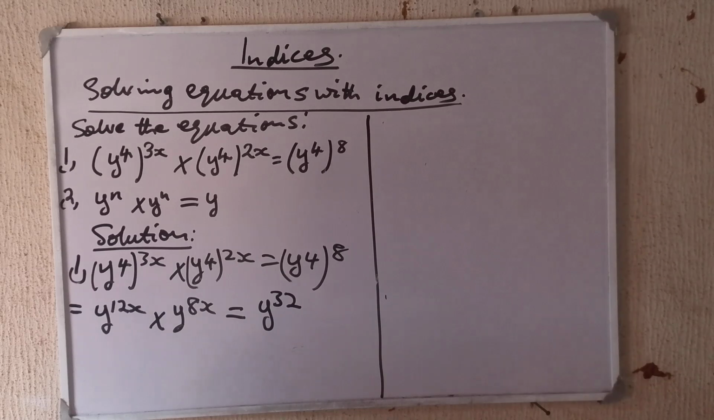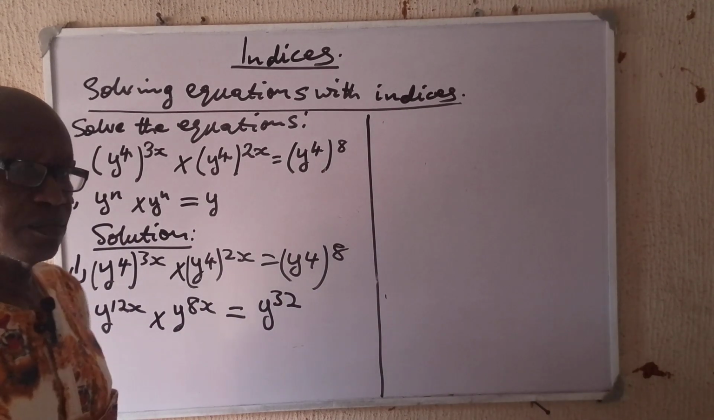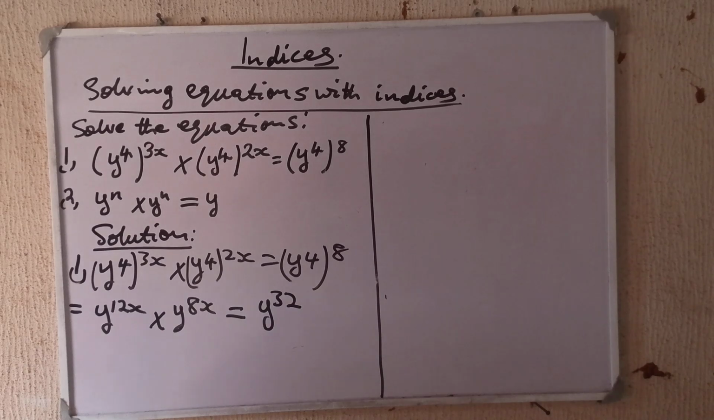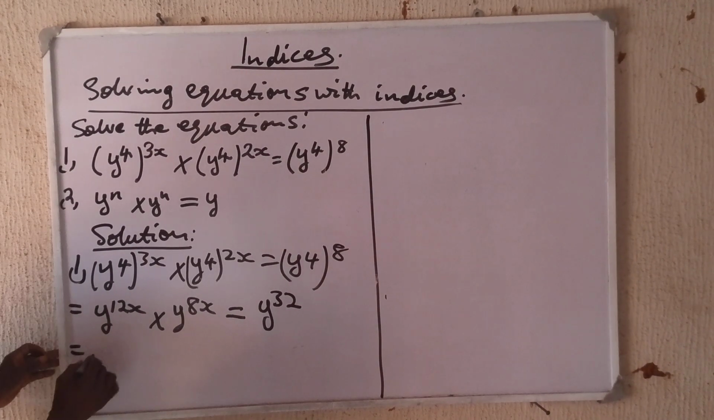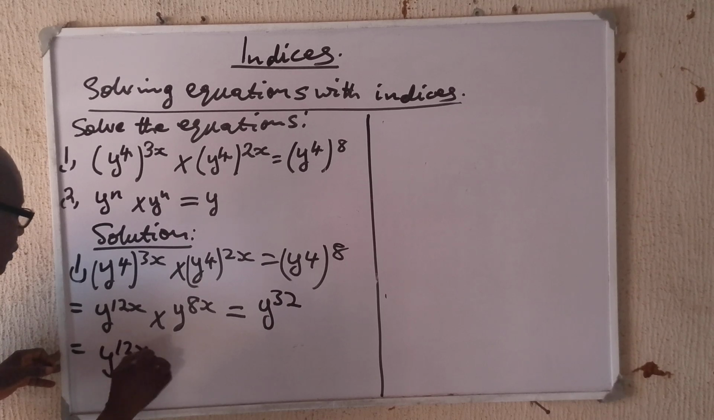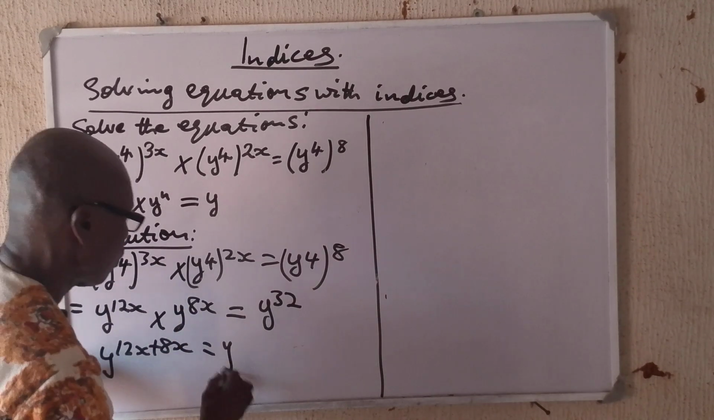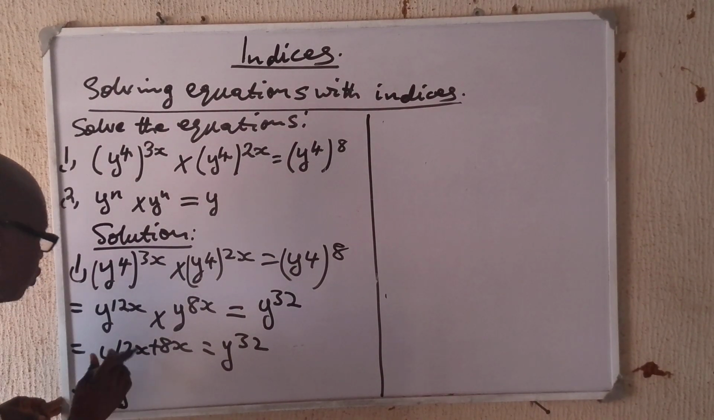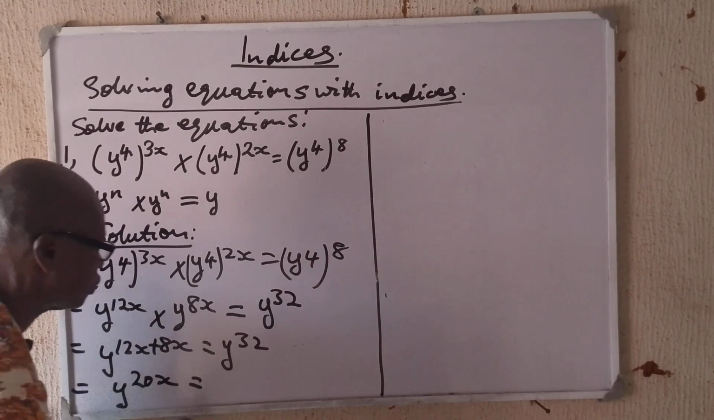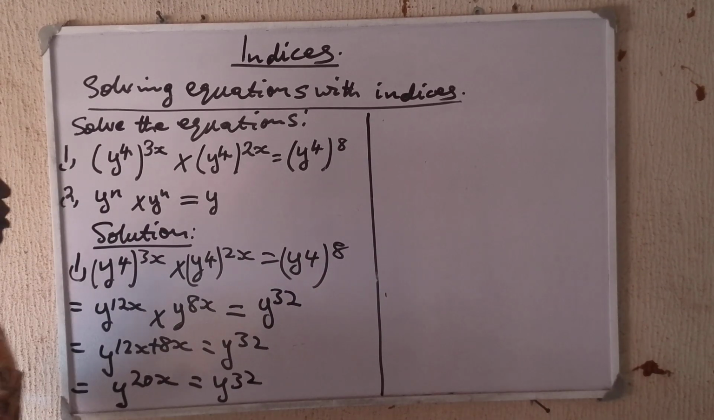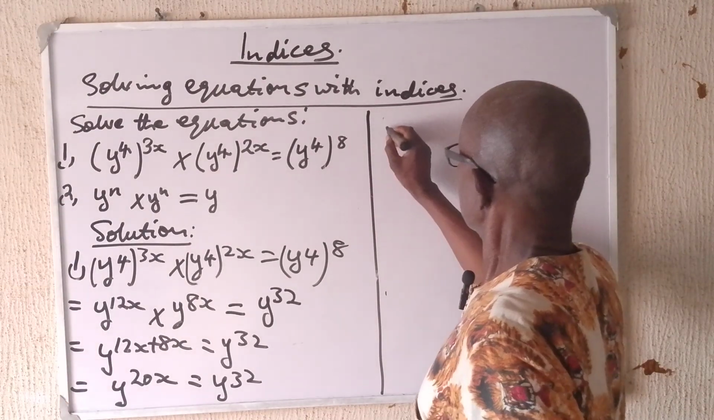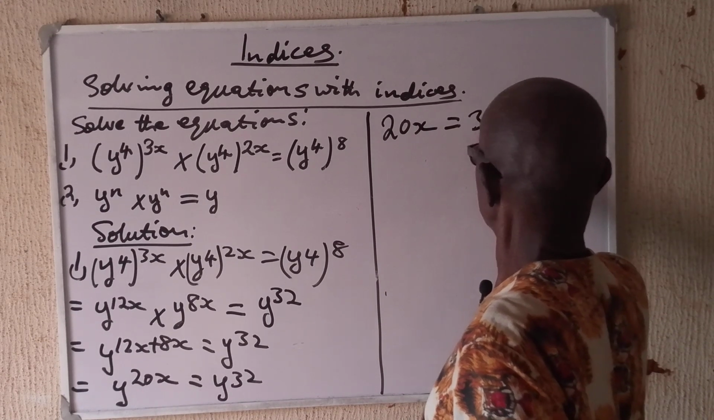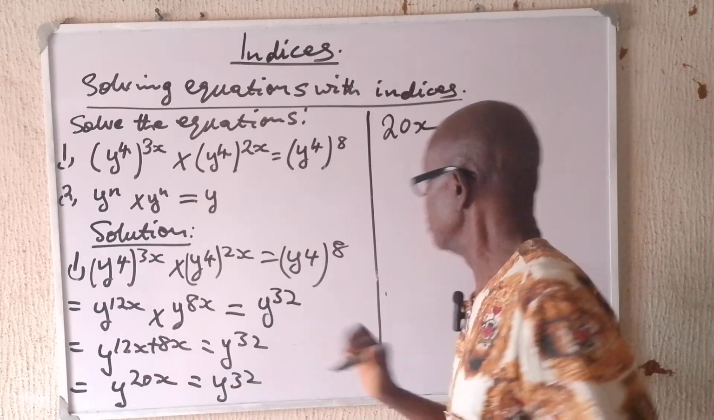Following the laws of indices, when we are multiplying terms with the same base, we have to add the powers, and that is y^(12x+8x) equal to y^32. Again, we simplify further by equating the powers since we have the same base. 12 plus 8 is 20, so y^(20x) equal to y^32. From there we have 20x is equal to 32. That is equating the powers now.